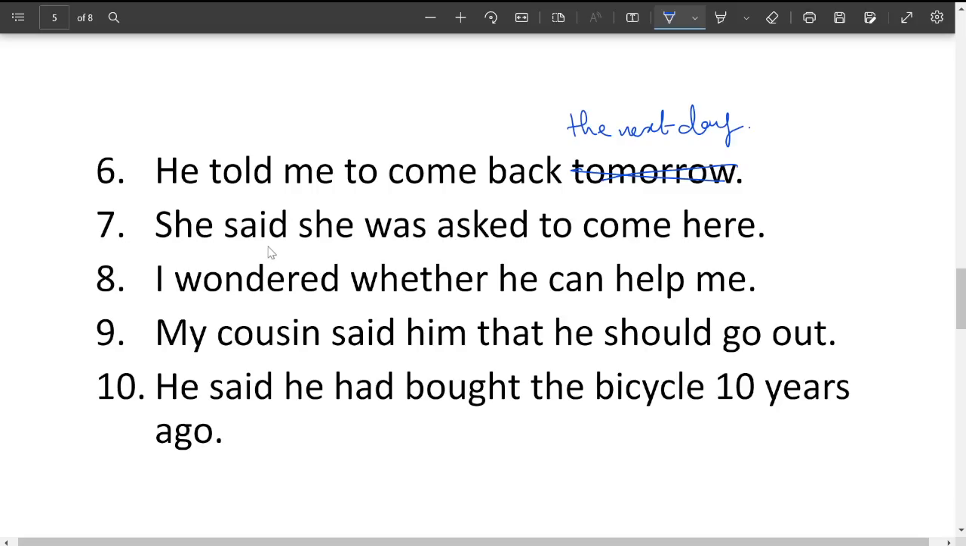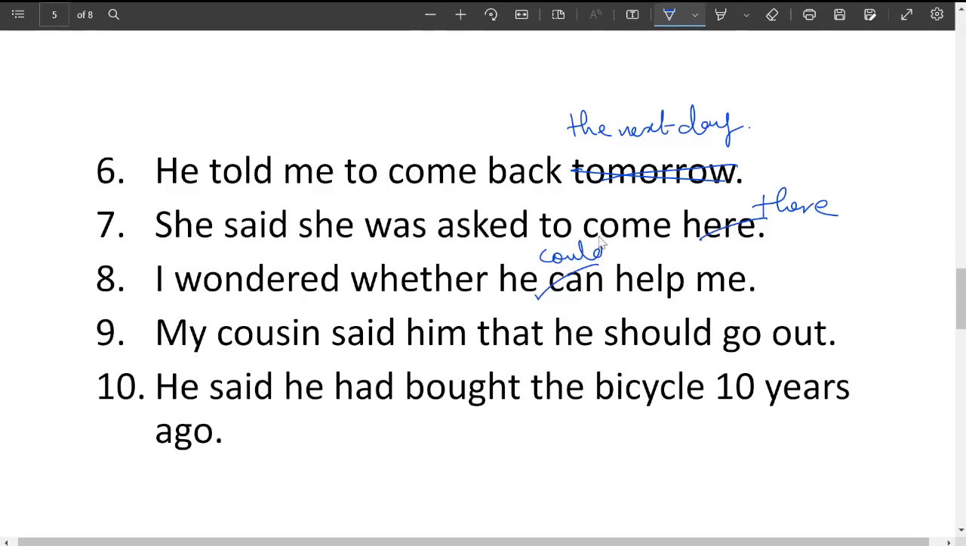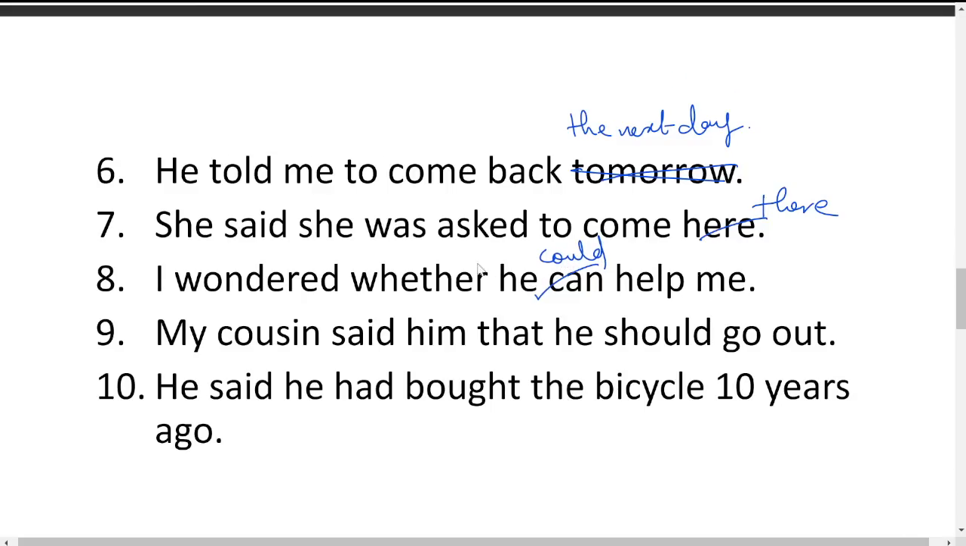Okay. Next, she said she was asked to come here. So here in the indirect speech actually changes to there. Okay. Next, I wondered whether he can help me. Remember, this is already in indirect speech. In indirect speech you will not get can, you would come across could. All the modal verbs change into past.